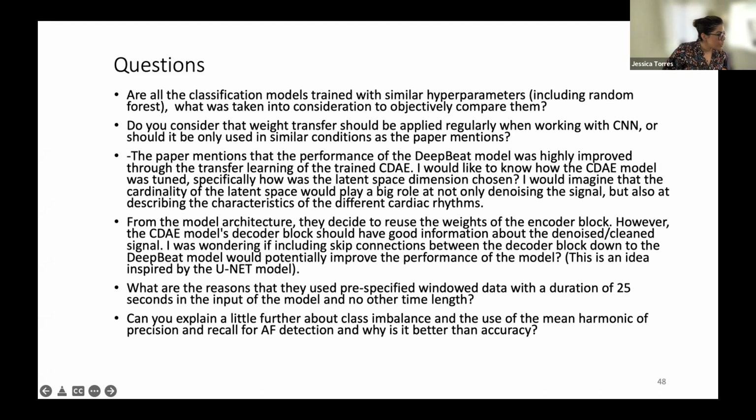Okay, so the next question is about using skip connections between the encoder and the decoder, and talking about the UNet model inspired this question. So that is a good idea. UNet is a model that's very popularly used for segmentation tasks. So if in the window I wanted to get the start and end positions of AF, this would be a great model for me to segment that signal into different parts.